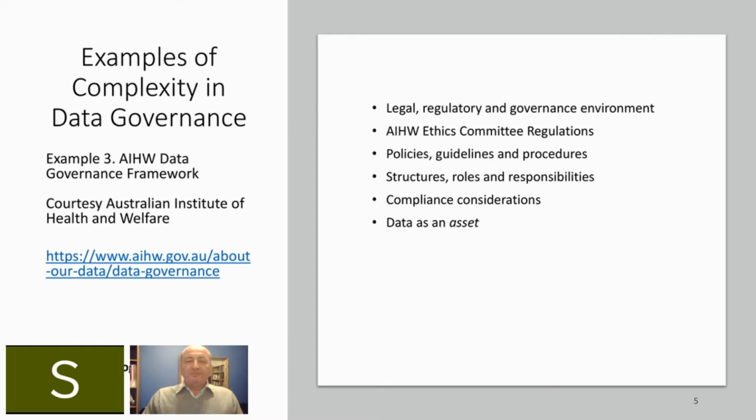So here's one more example. This is a data governance framework document from Australian Institute of Health and Welfare. To me, it looks even more abstract. It talks about legal, regulatory, and governance environments. It talks about ethics, policies, guidelines, and procedures, structures, roles, responsibilities, compliance considerations, and data as an asset. Again, just by looking at this list, one can tell that health is a highly regulated industry in Australia.